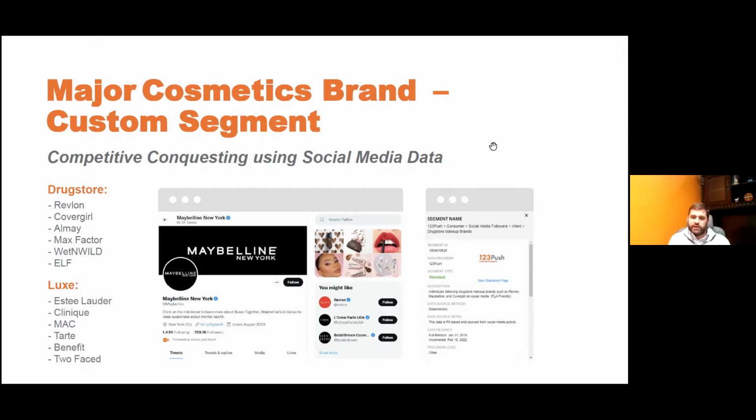By working with a company like Stirista or another data provider in the digital audience space, they can define that audience and then build the audience for data-driven creative decisions. We call that competitive conquesting. They can also use it for complementary services.